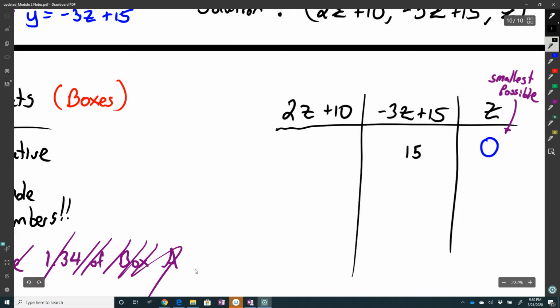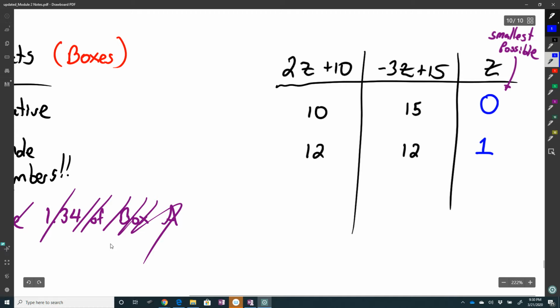There can't be fractional amounts, so the next amount is going to be 1. I plug it into each one. 15 minus 3 is 12. 10 plus 2 is 12. So that's another possible answer. Then I can have 2. If z is 2, I subtract another 3. I add another 2. Z could be 3. I subtract again, add again. All I'm doing is plugging it into each equation.